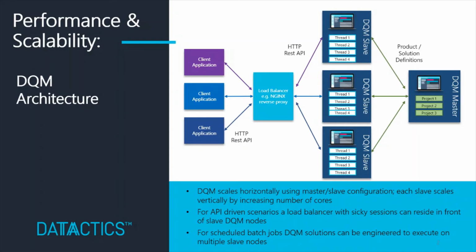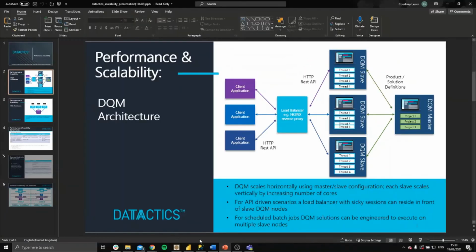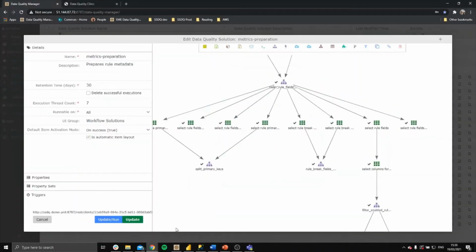For API-driven use cases, this allows the implementation of a load balancer to share incoming requests between worker nodes, or for scheduled batch jobs, data quality manager solutions can be configured to execute and farm out work amongst slave nodes. So, by being able to parallelize these operations within the data quality manager, we can deliver suitable throughput and response times to satisfy performance SLAs.